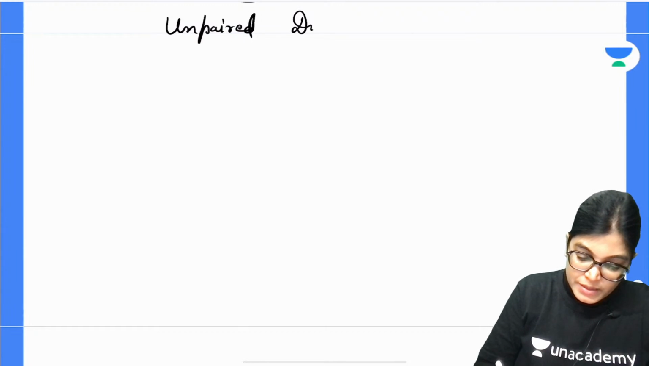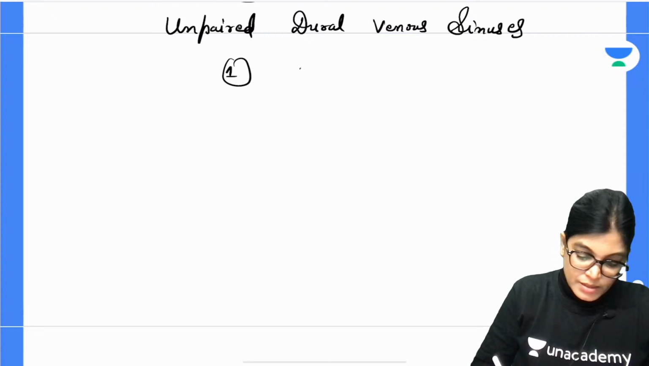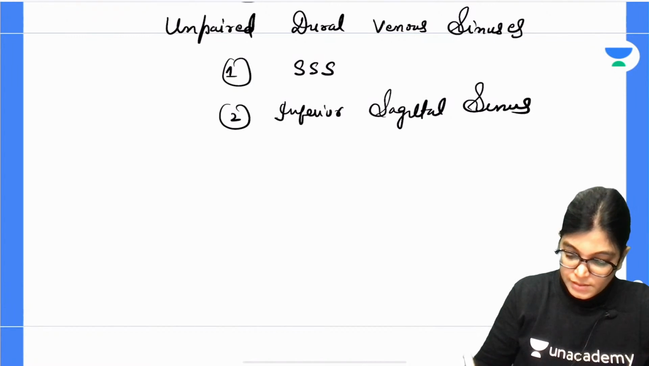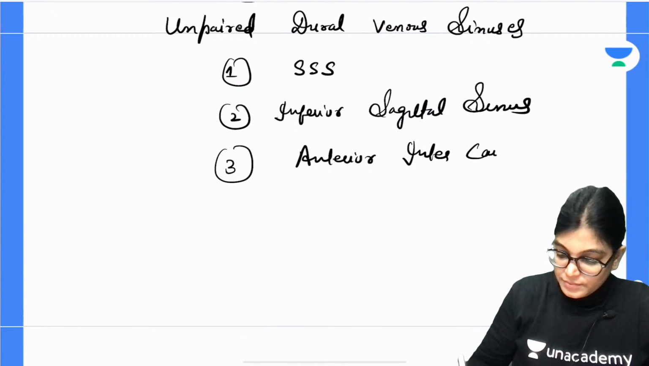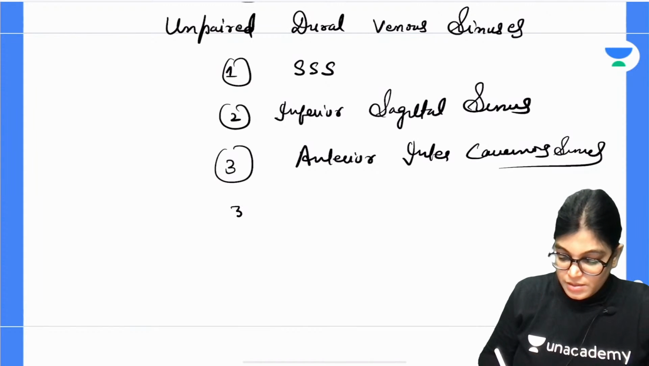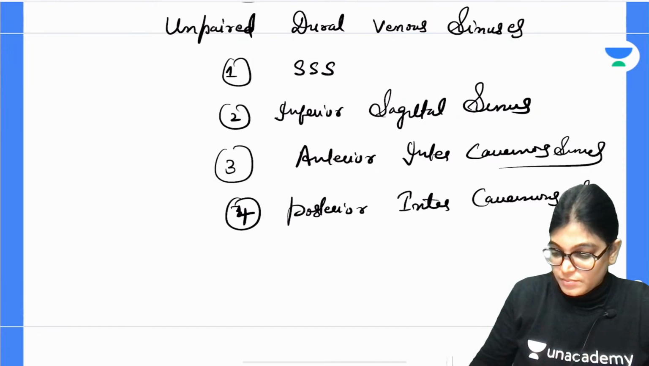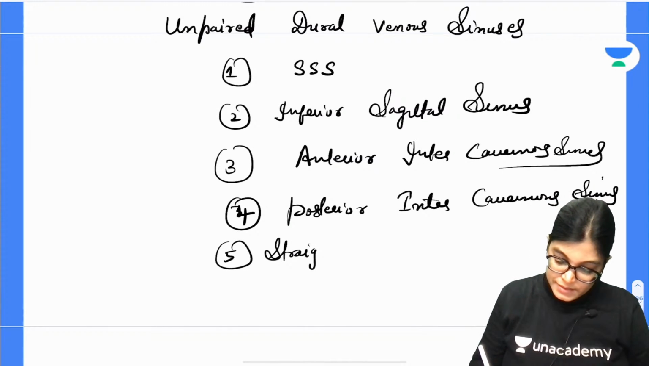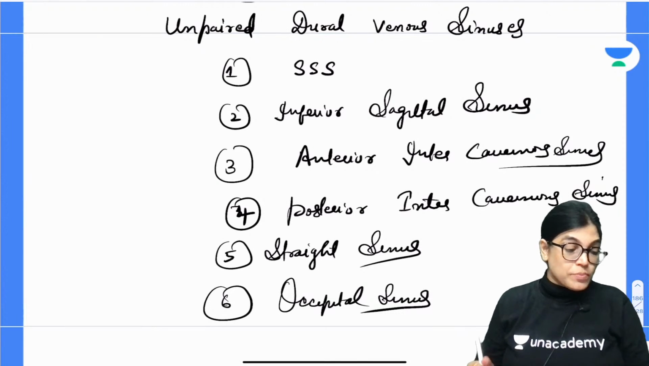Now, talking about unpaired dural venous sinuses. The unpaired dural venous sinuses are: superior sagittal sinus, inferior sagittal sinus, anterior intercavernous sinus, posterior intercavernous sinus, straight sinus, and occipital sinus. Actually, cavernous sinus is a very important topic which has to be read in much detail.